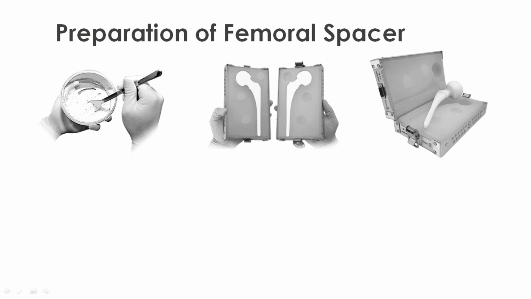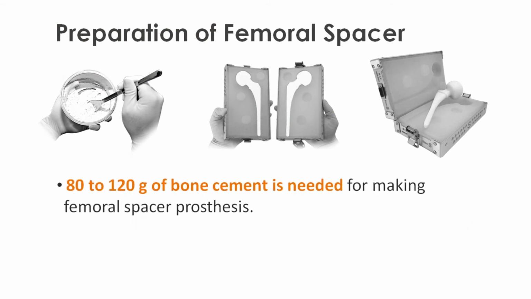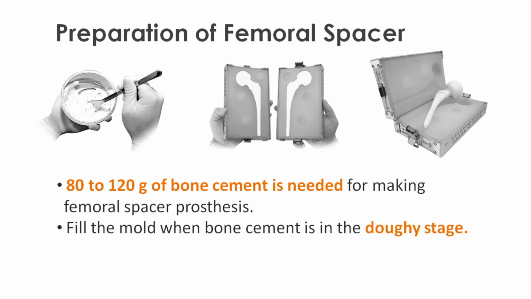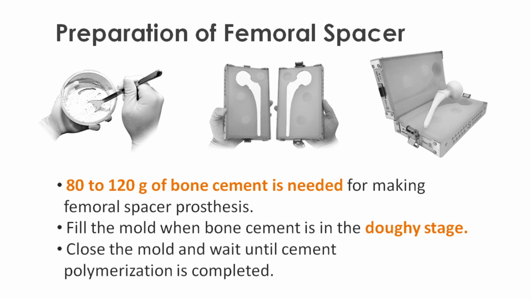To prepare the femoral spacer, 80 to 100 gram bone cement is needed. Generally, small and medium-sized spacers need 2 packs of bone cement, and large spacers require 3 packs. Fill the silicone mold when the bone cement is in the doughy stage. Then, close the mold and wait until the bone cement is fully polymerized.